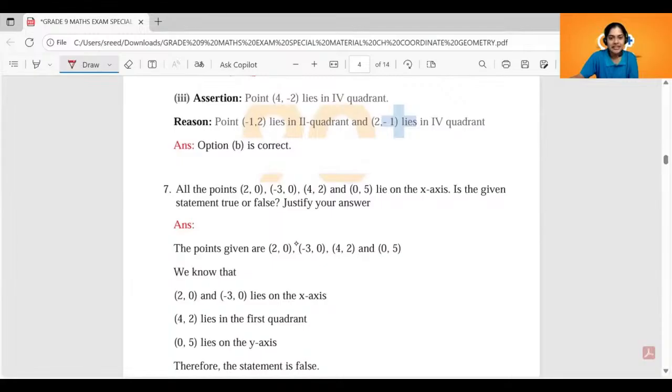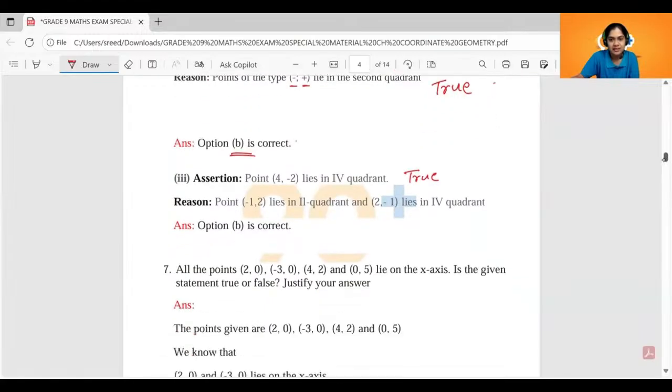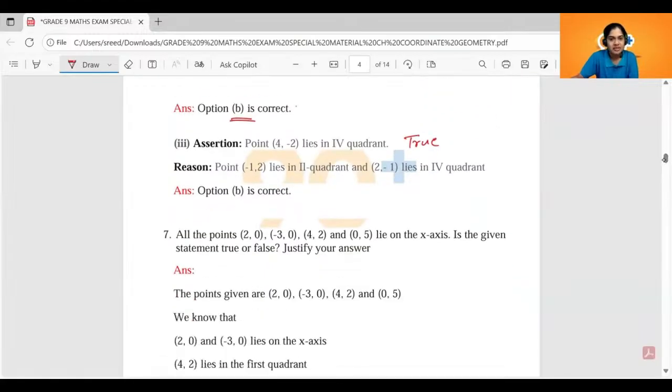Point (4, -2) lies in the fourth quadrant. Okay, now you know it, right? 4 means it's the positive side of x, -2 means it's the negative side of y. That means bottom. So which quadrant is that? It's the fourth quadrant, right? It's a true statement, just like the one before, right? Correct. Abscissa positive, ordinate negative. Right? Same thing. So it will be in the fourth quadrant.